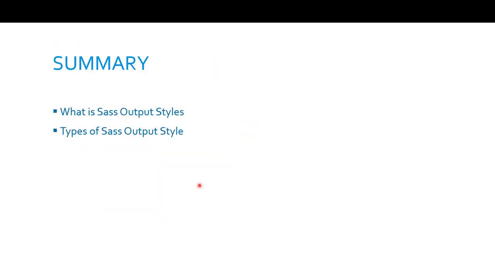So to summarize, we've looked at what Sass output styles are. It's just the format, the way your CSS should look. And then we've looked at the types of Sass output style, where we talked about nested, compact, expanded, and compressed. So with this, we've come to the end of this lecture. See you in the next lecture.